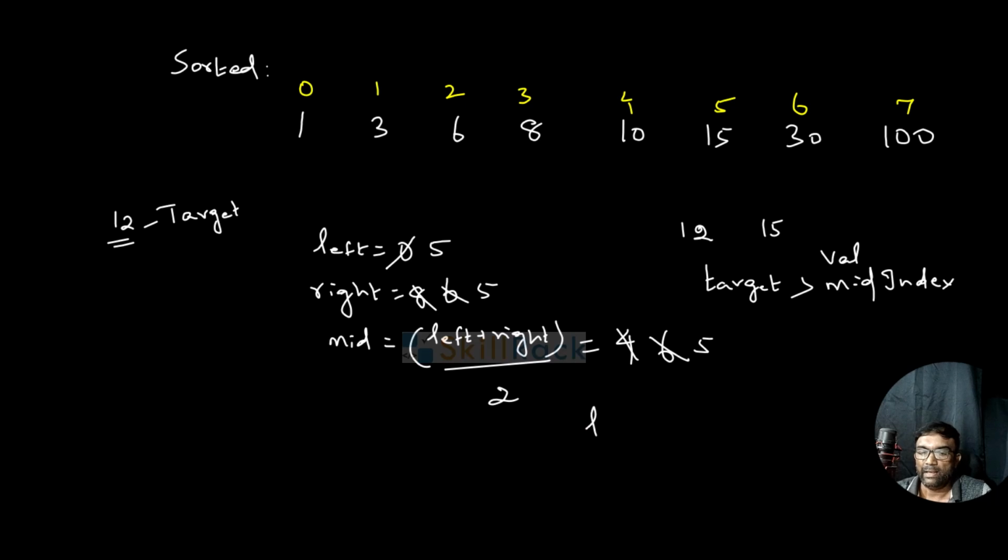This process you need to continue as long as left is less than right. Because if both are equal, then that is the location at which the target must be inserted. Now, because left is equal to right, you can return the same value. You can return left or right because both will be the same. So you return 5, indicating that this 12 must be inserted here and the 15, 30, 100 should be shifted right. Now let us look at one more example.